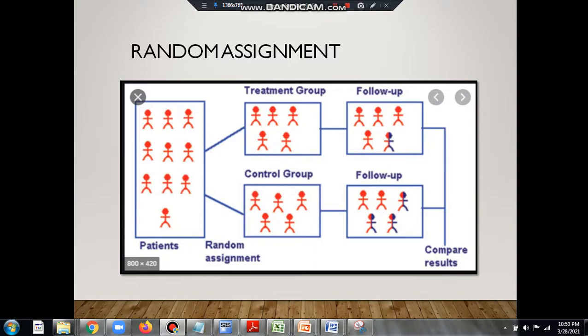So that is how random assignment works. We randomly assign subjects to the groups, we follow them over a period of time, and then we do a test to see whether there is a significant difference between the groups. So this is all about the two study designs, the observational study and the experimental study.